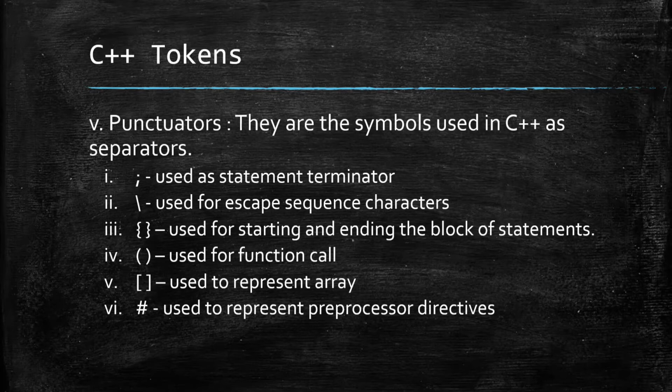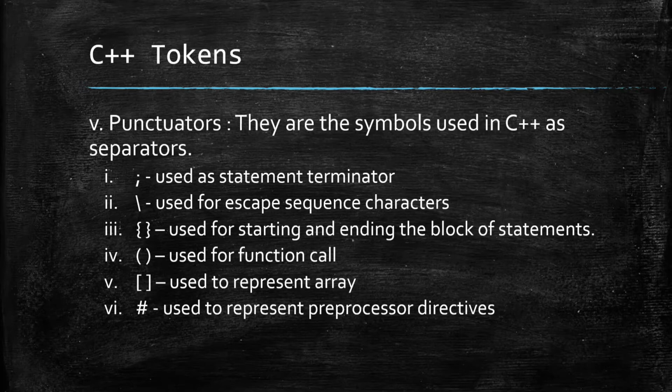So the opening flower bracket is used to start the block of statements, the set of statements, and the closing flower bracket is used to end the program. Fine. So they are very important. So I have written that they are used for starting and ending the block of statements. Our fourth punctuator is parenthesis brackets. They are used for function calls.